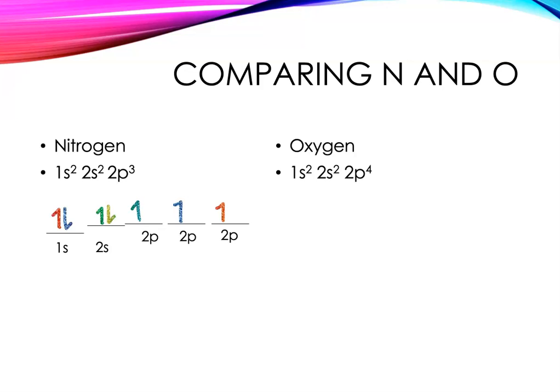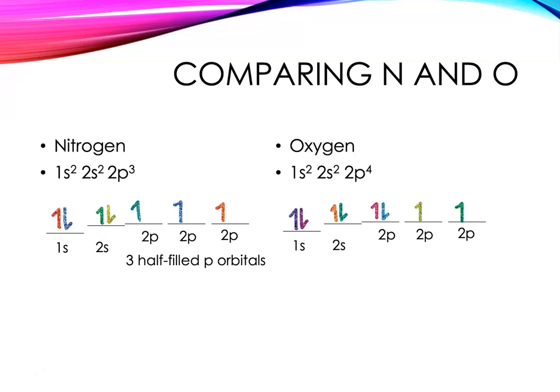We have 4 electrons to go into that 2p sublevel. And so when we write the electron configuration of oxygen using arrows and boxes, we don't have 3 half-filled p orbitals like we did in nitrogen. Only 2 of them are half-filled. 1 of them has to be fully filled. So now we have more electron-electron repulsions between those p electrons.